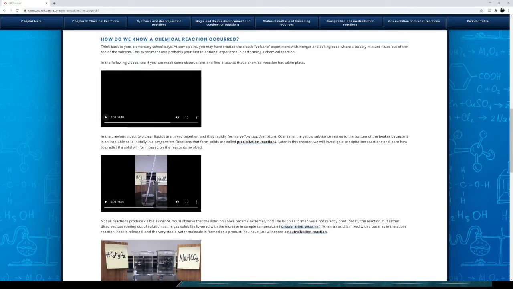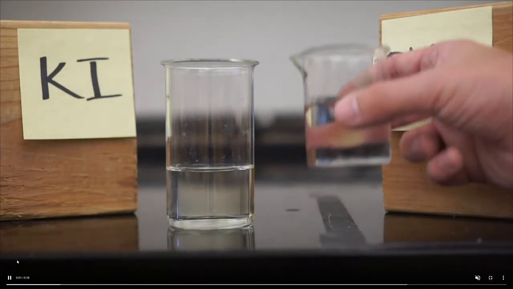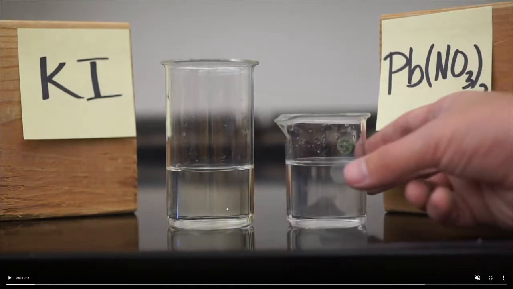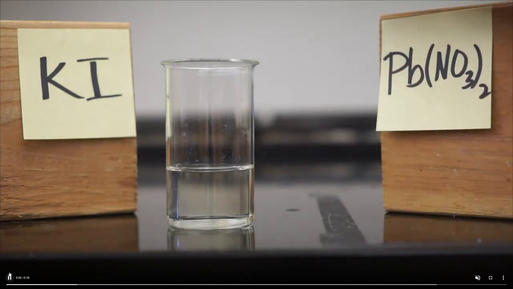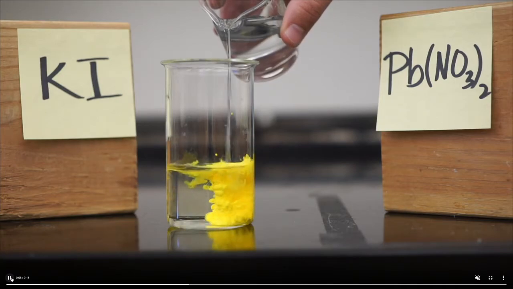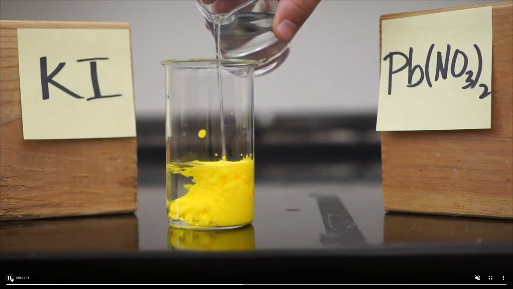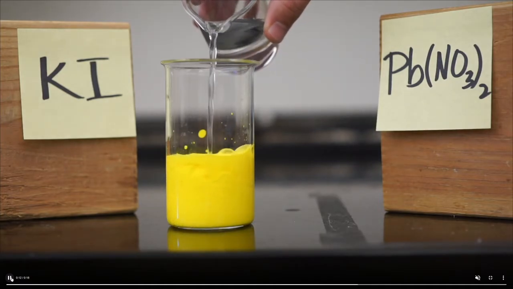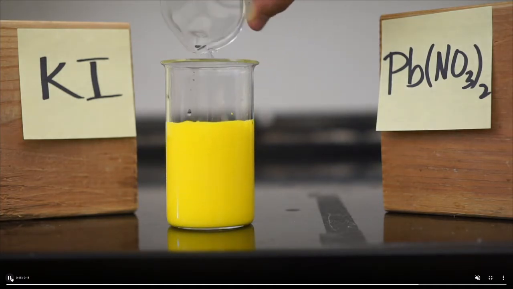Okay. All right, so notice these 2 solutions are clear. Definitely clear solutions here. We're going to mix them up. And you're going to see what happens. So obviously there is a pretty pronounced color change, right?